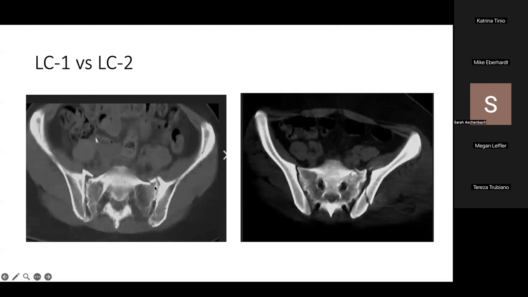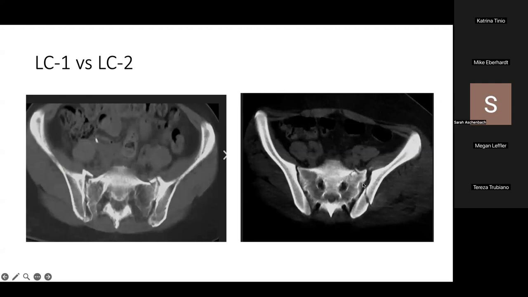So this is a CT scan. This is the difference between an LC1 and an LC2 fracture. Assuming that you see the anterior rami fractures, you can see over here that there's a little crunch in the pelvis, and it's actually on both sides. But it doesn't extend posteriorly through the ilium. So this is an LC1 fracture, and this patient can bear weight as tolerated with a walker.